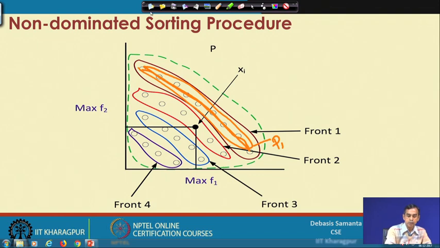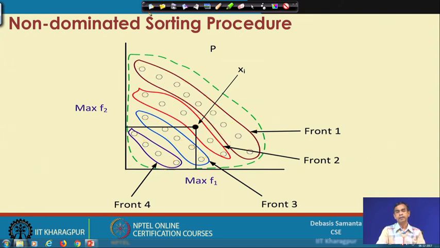Now, if we remove all the solutions from this front, then it will give another front, the next non-dominated front. Similarly, if we remove all these solutions, we get the next front, and the next. So, these are the different fronts: front 1, front 2, front 3, front 4, like this. These are the concepts. So, we have learned about the different terminologies.